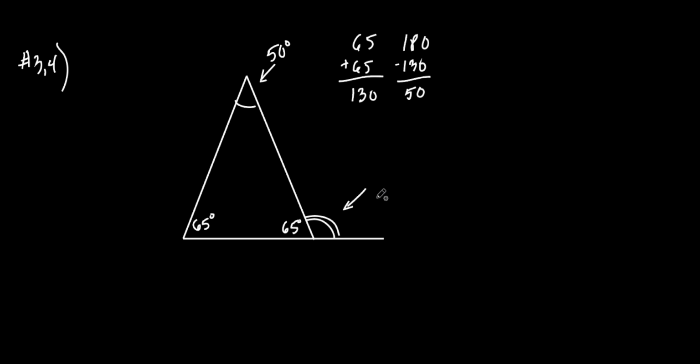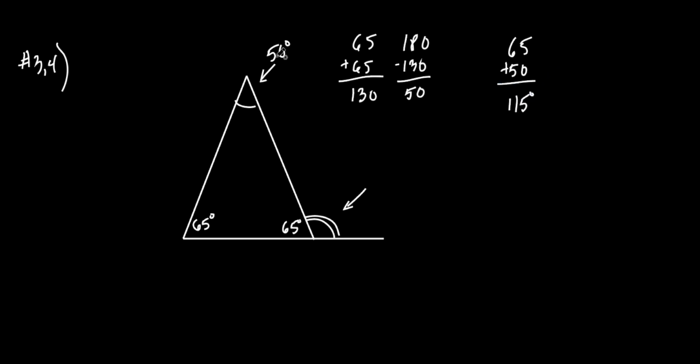You could do it a couple ways. All right, Sincere, what'd you say? Yeah, you could go 65 plus 50. Remember, this is an exterior angle. These are two remote interior angles. So you could just add those up. All right, 65 plus 50. All right, and that's 115.